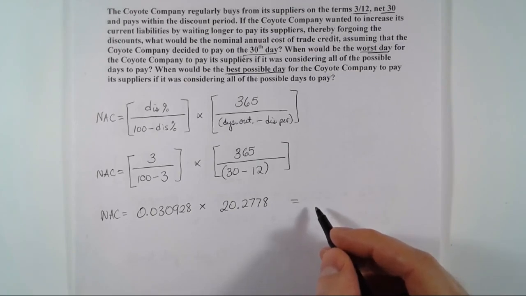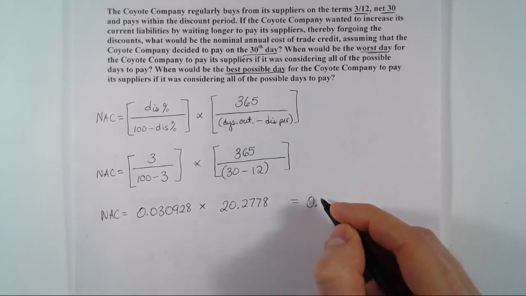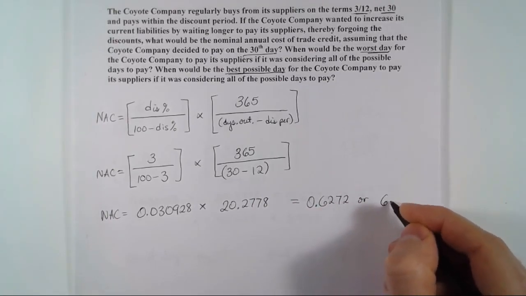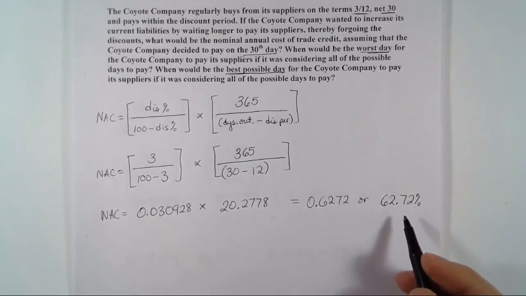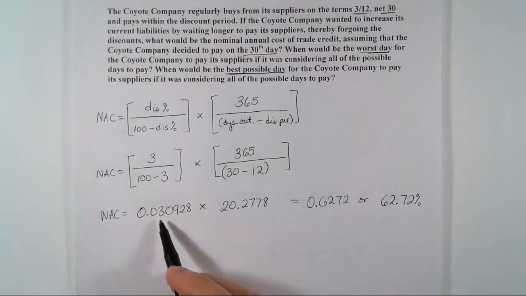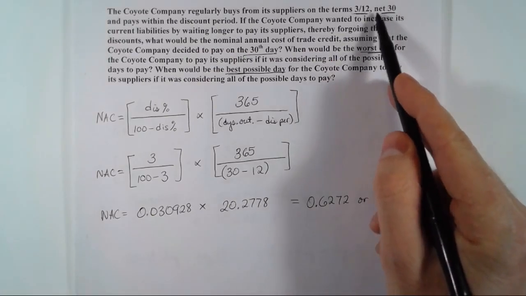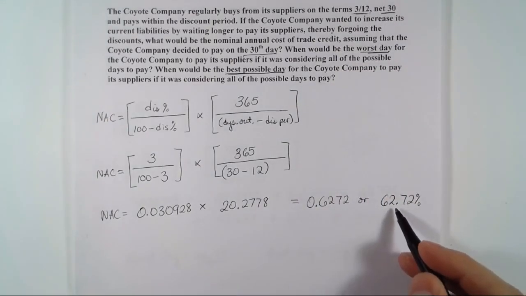Okay, so if you pause the video and work that out, what you should have gotten is 0.6272 or 62.72%. So that means that on an annualized basis, paying this penalty of a little over 3% in order to get that extra 18 days after the discount period is equivalent to borrowing at an annual rate of approximately 63%. Obviously, this is not a particularly good deal.